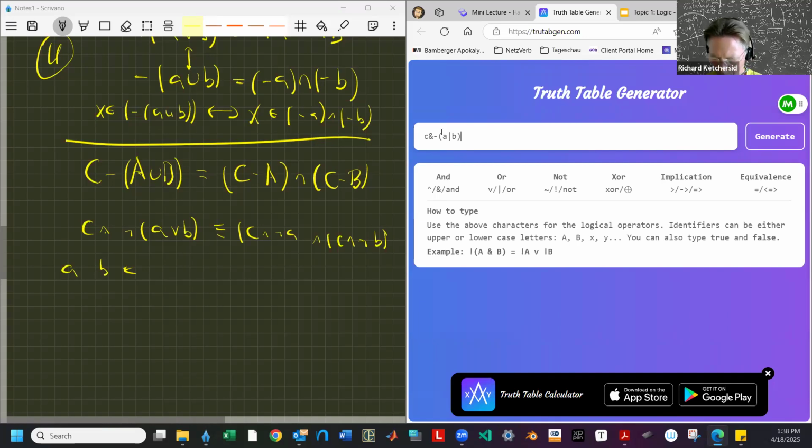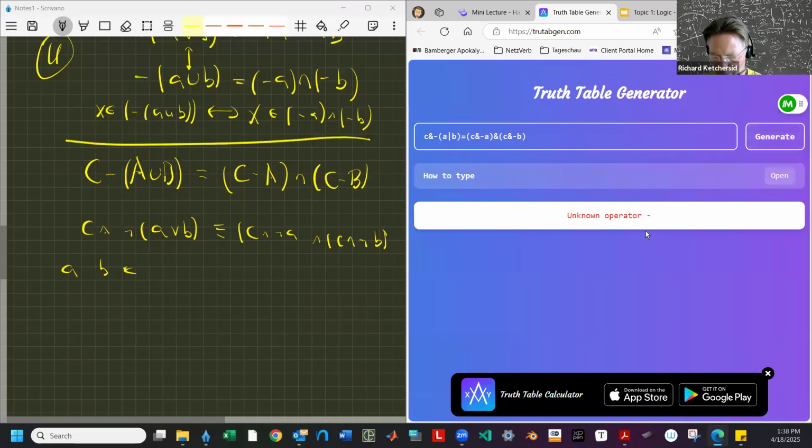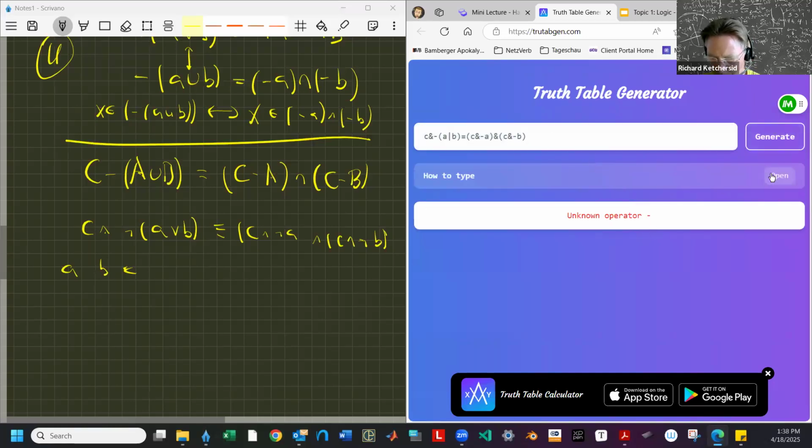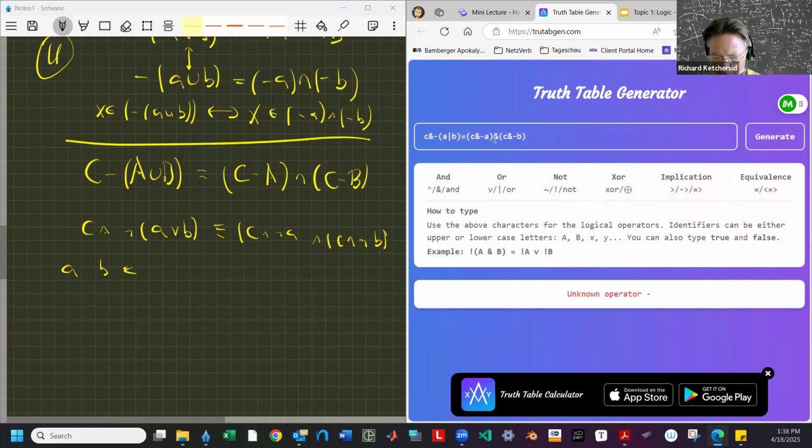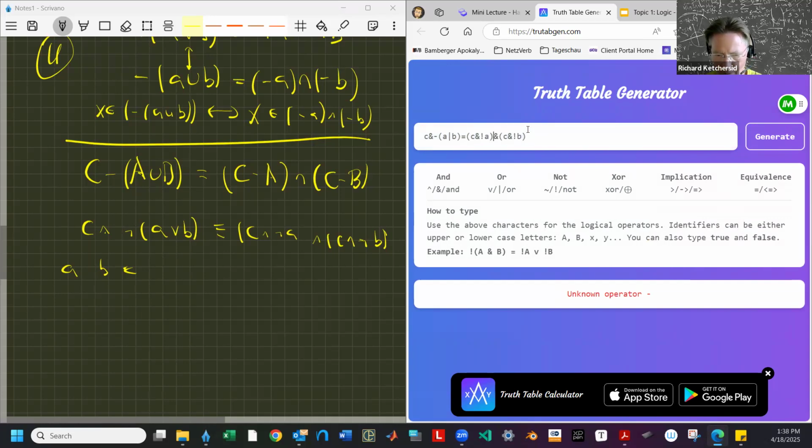is equivalent. So I can apparently just write equal to C and not A, and C and not B. And let me see if this works. Unknown operator minus. Oh, I didn't like the minus. Yeah, no, I can use this bang, I guess we call this bang, for not. Let's try that.